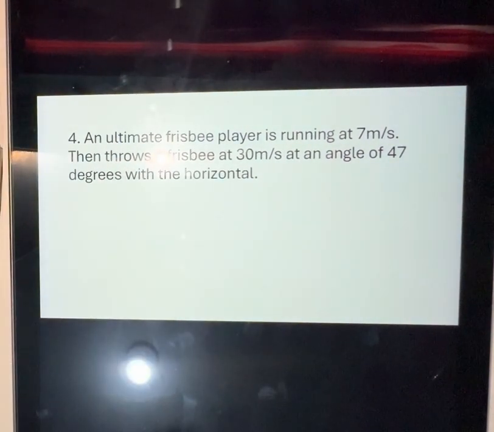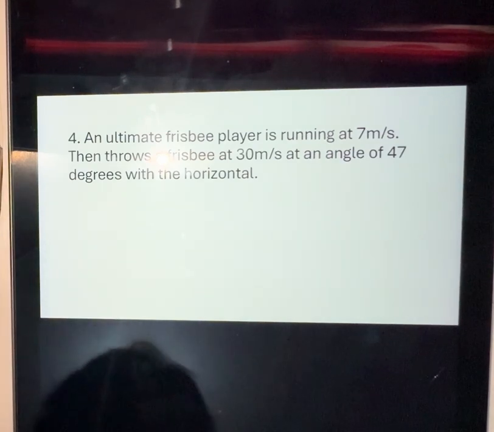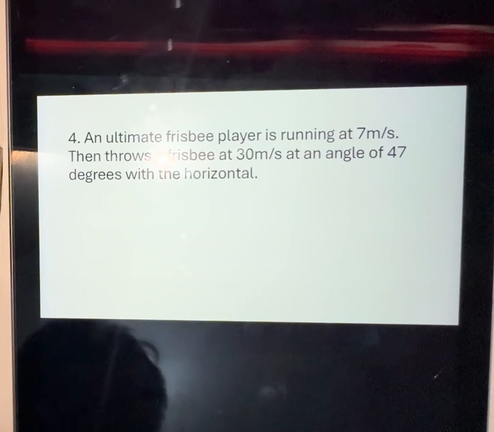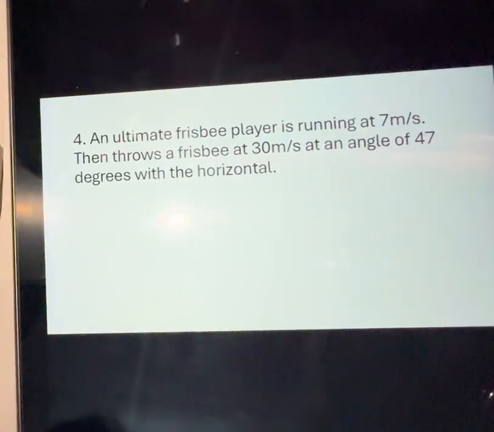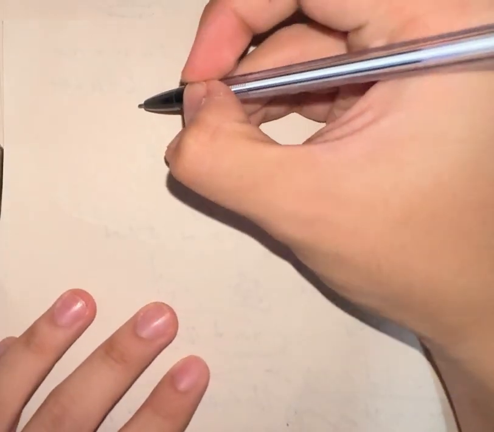So for our next problem, number 4, about addition of vectors: an ultimate frisbee player is running at 7 meters per second, then throws a frisbee at 30 meters per second at an angle of 47 degrees with the horizontal. So we're going to again represent that in the Cartesian coordinate plane here.